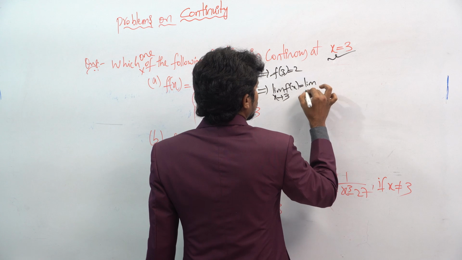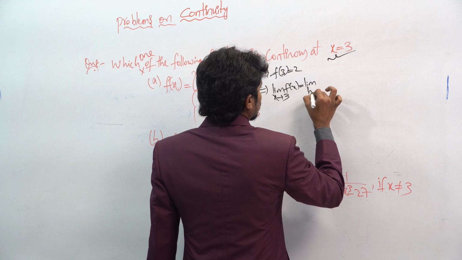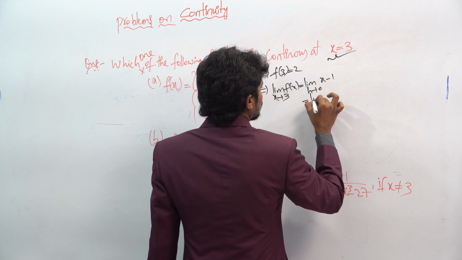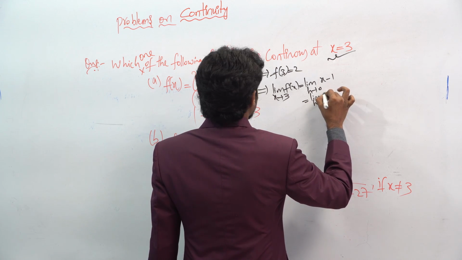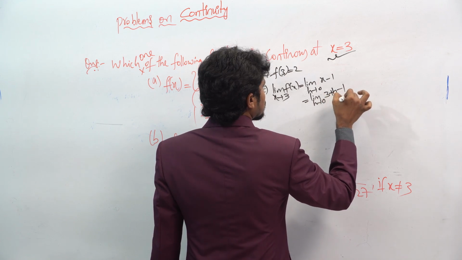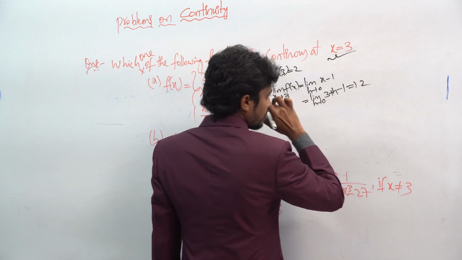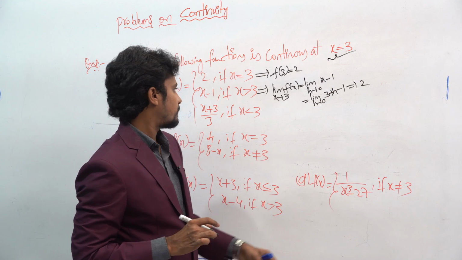This will be the limit h tends to 0, x minus 1. So this will be the limit h tends to 0. In place of x, you have to replace it with 3 plus h minus 1. So this will be 2, right? 3 minus 1, that will be 2. Here h will be 0.